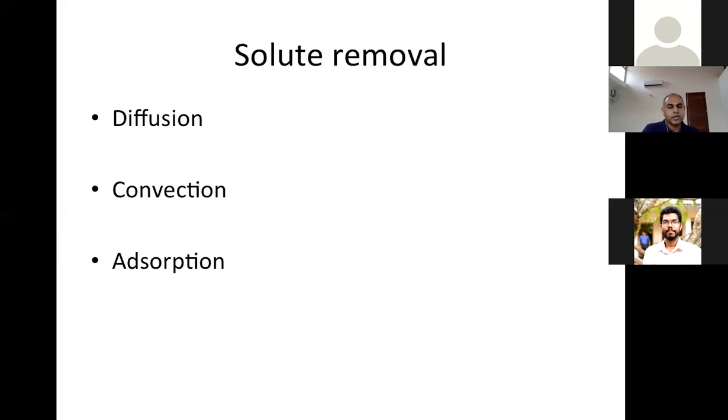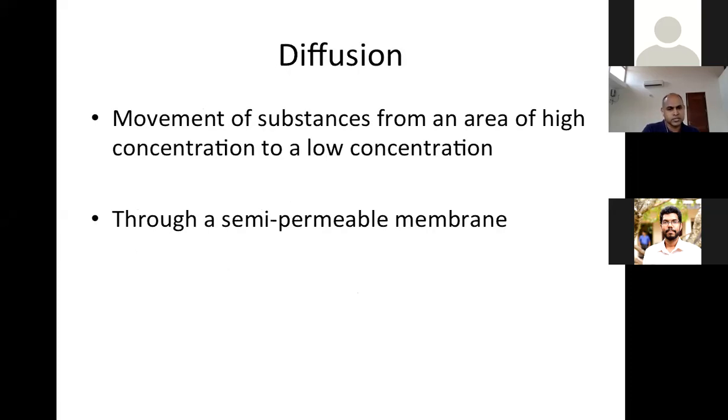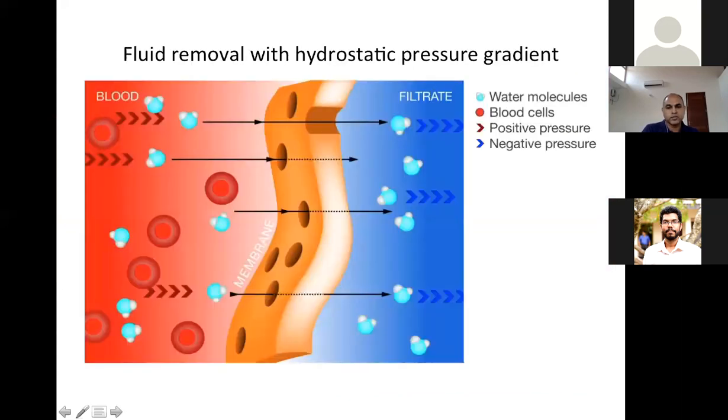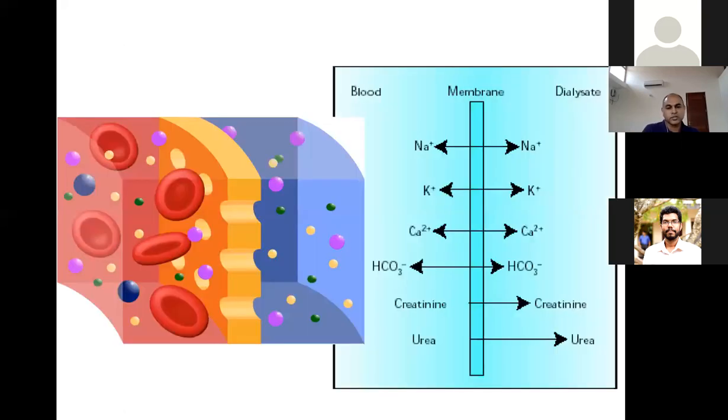For solute removal, there are different mechanisms by which dialysis helps to remove the solutes: diffusion, convection, and adsorption. Diffusion is what we mainly use in dialysis. It is the movement of a substance from an area of high concentration to a low concentration across a semi-permeable membrane. I will show you how dialysis works, and what the structure of a dialyzer is.